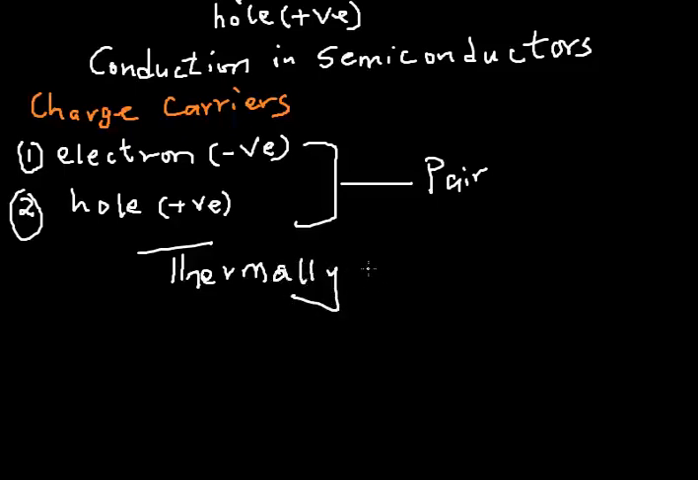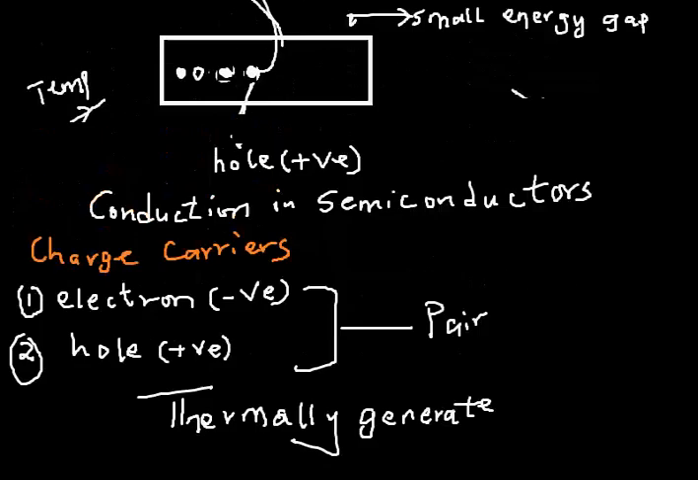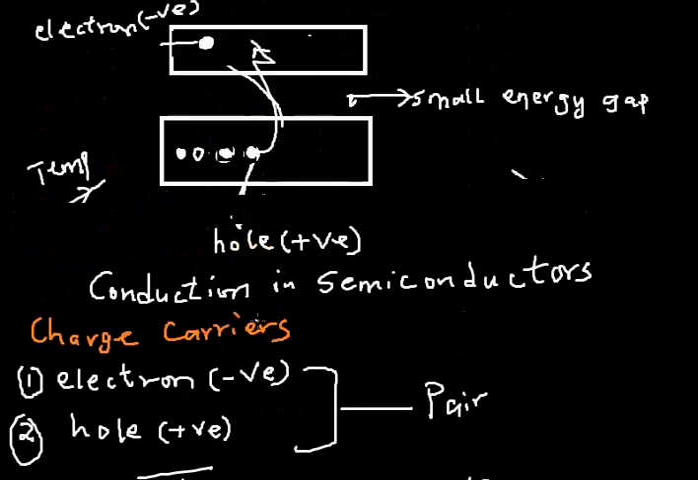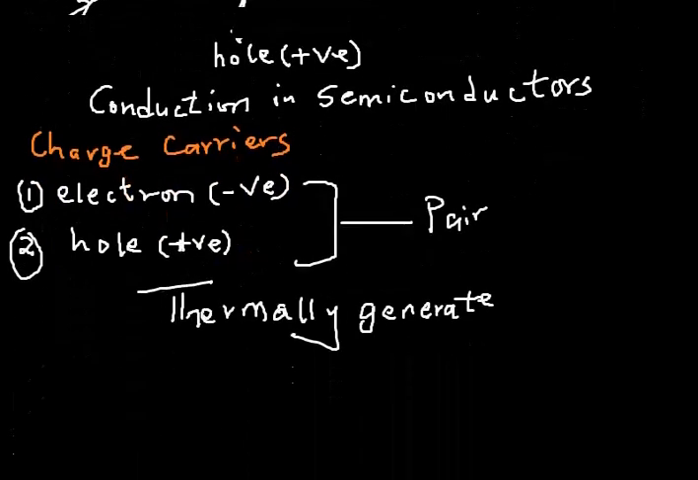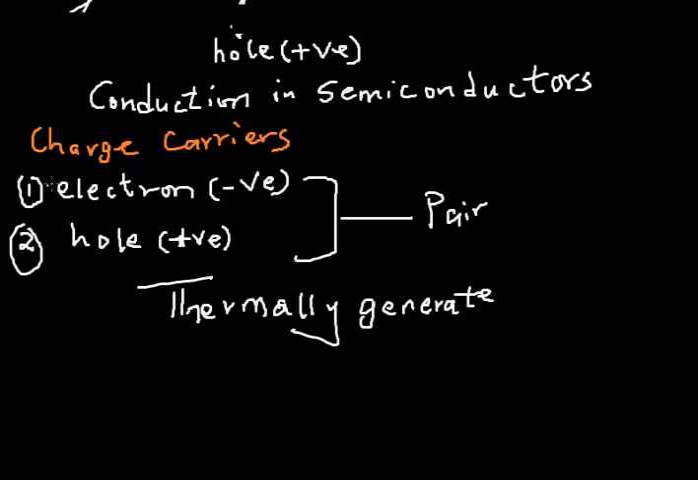So thermally generated electron-hole pairs: they are in pairs because once one is created, the other one is created. They are not independent of each other. Once an electron is created and jumps to the conduction band, a vacant hole is created. So they are in pairs. That is the only thing that causes electrical conductivity in semiconductors: thermally generated electron-hole pairs. So just write it down.